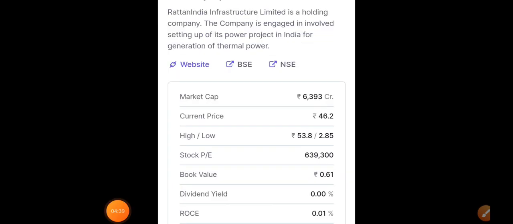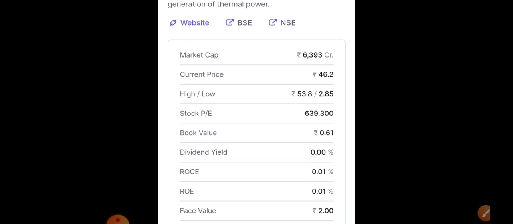Moving further towards Rattan Enterprises, which is also called Rattan India Infrastructure Limited. The company was engaged in setting up power projects in India and in the generation of thermal power. If you see the market cap, it is around 6,393 crores. Current price, you can see, is 46.